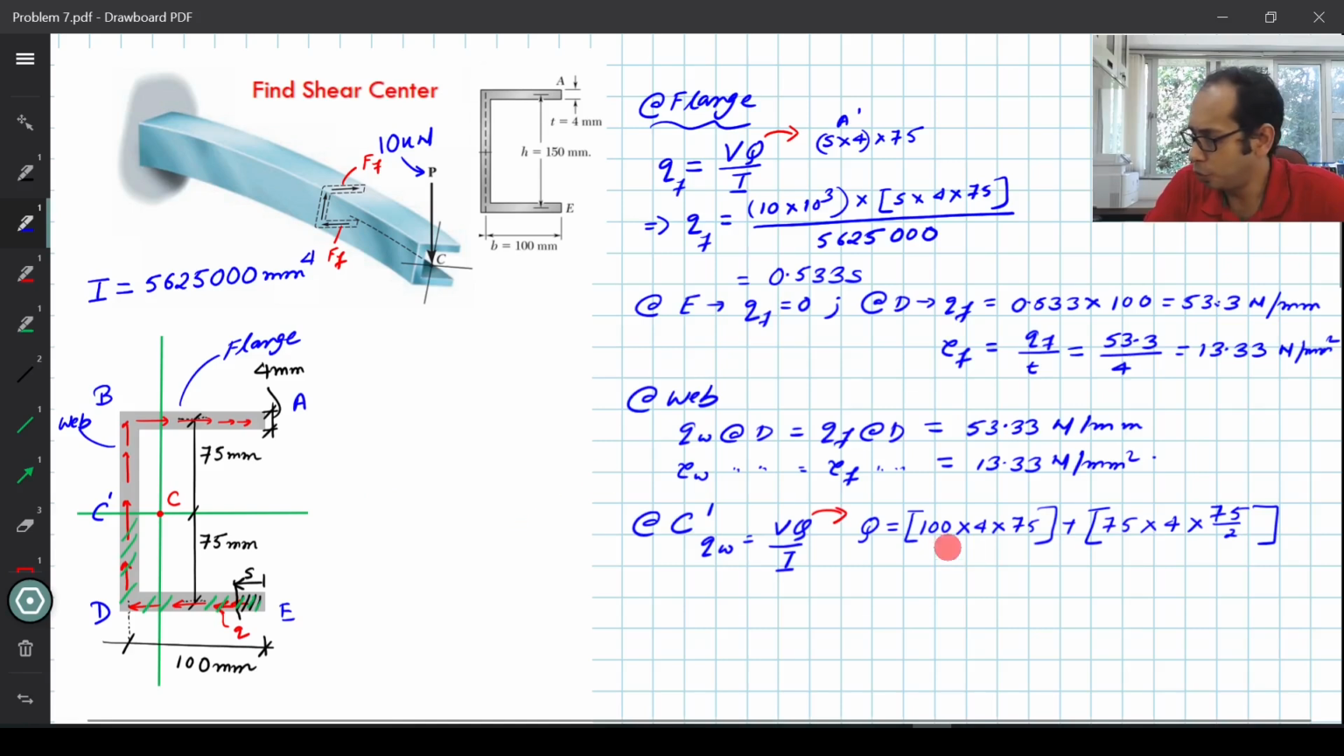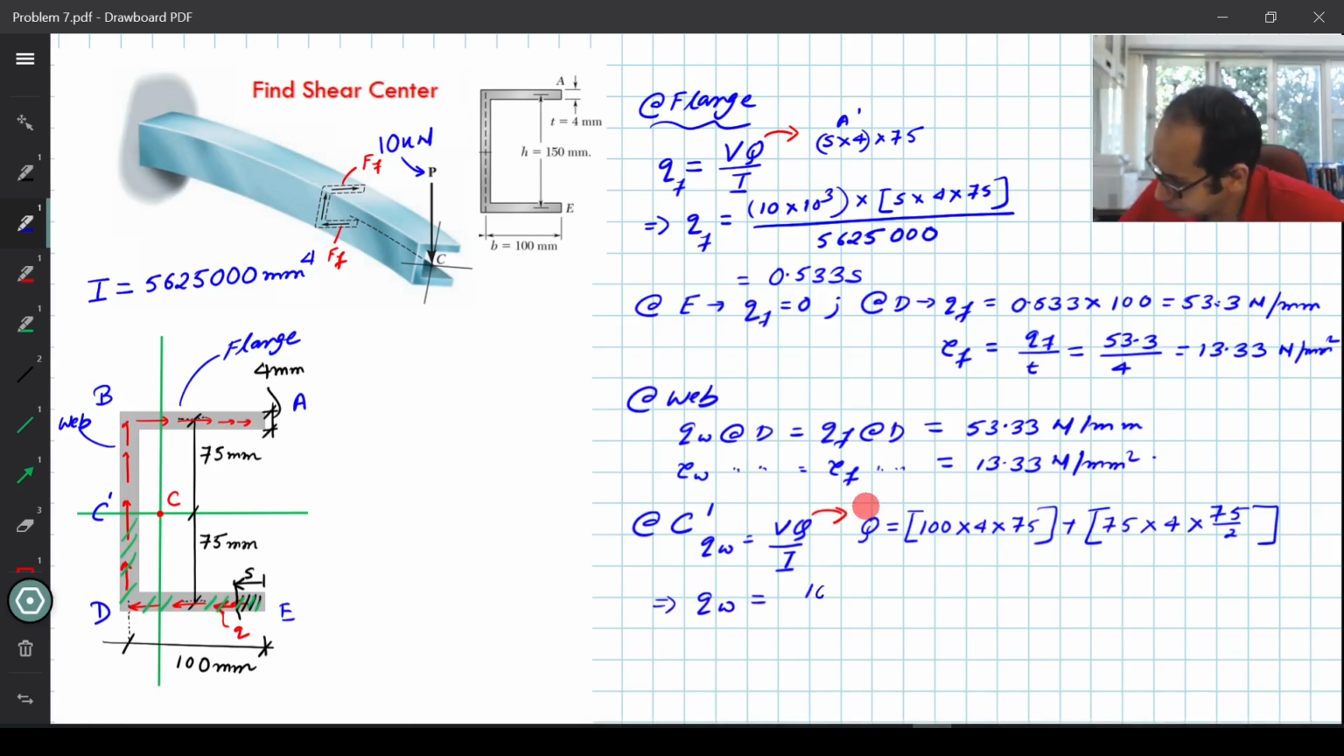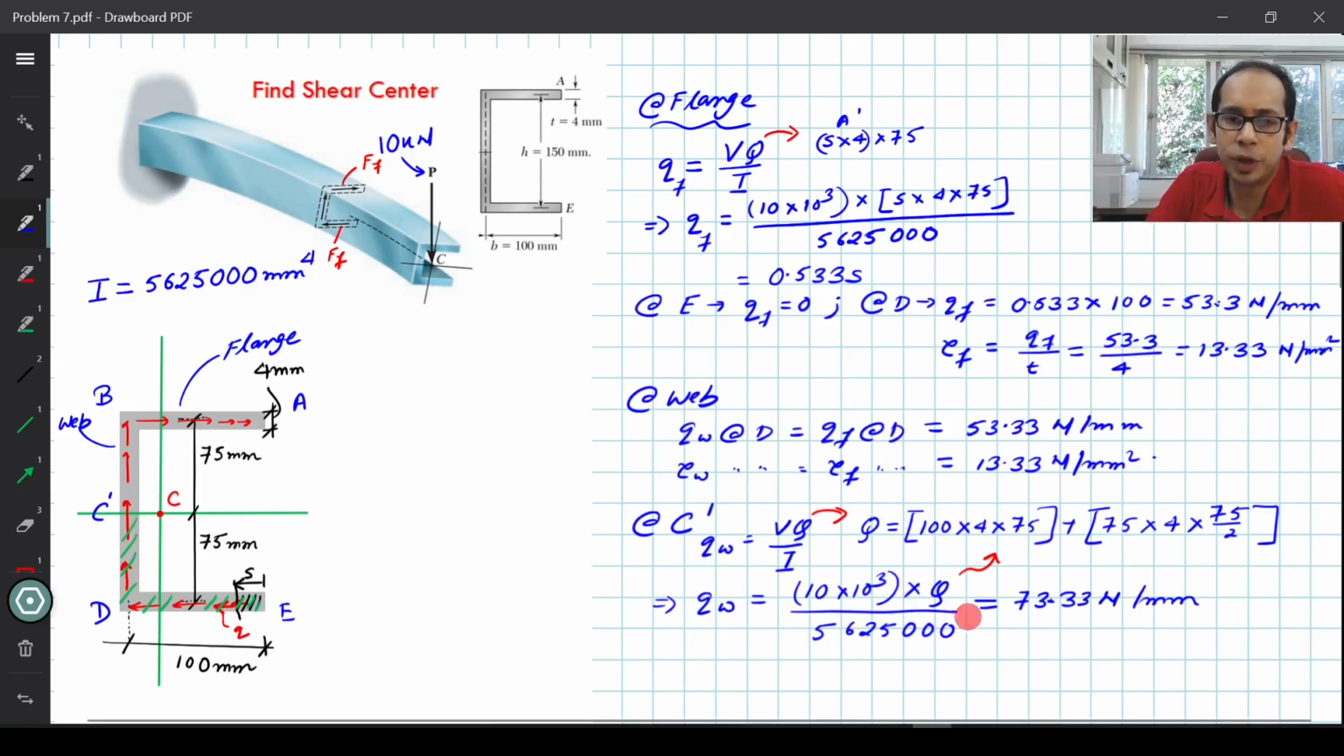So what I just wrote over here, this bit is for this bottom rectangle: A prime times Y bar prime, and the next bit is for this rectangle over here. If I plug all of these back over here, let's see what value of QW I get. I get the value of QW as 73.33. Correspondingly, I'm going to get my tau W, which is simply this divided by the thickness.